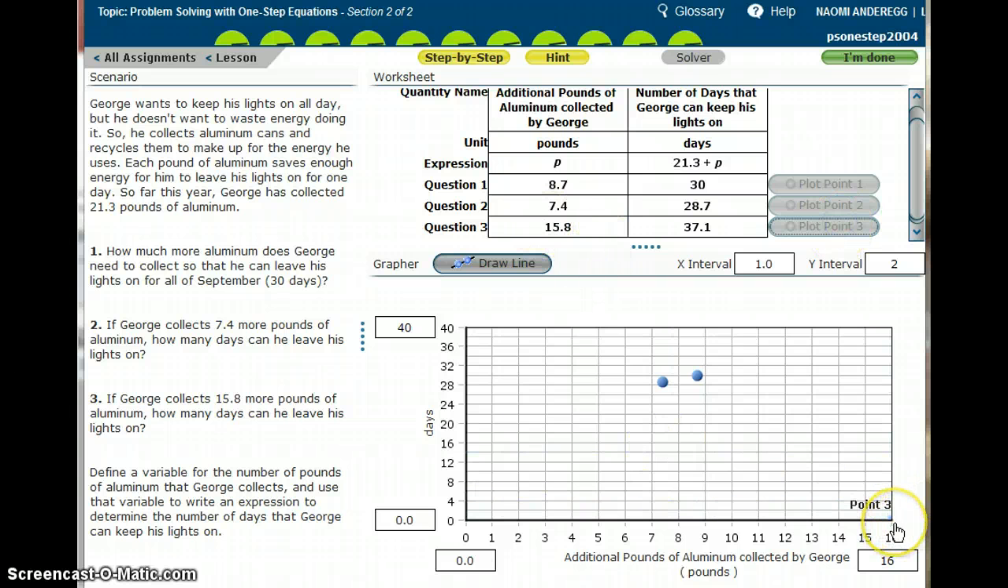15.8 is very close to 16. 37 would be close there. So I can just click there and it'll snap it to exactly the right place. I can draw the line and then I am done with this problem. So I just click I'm done.